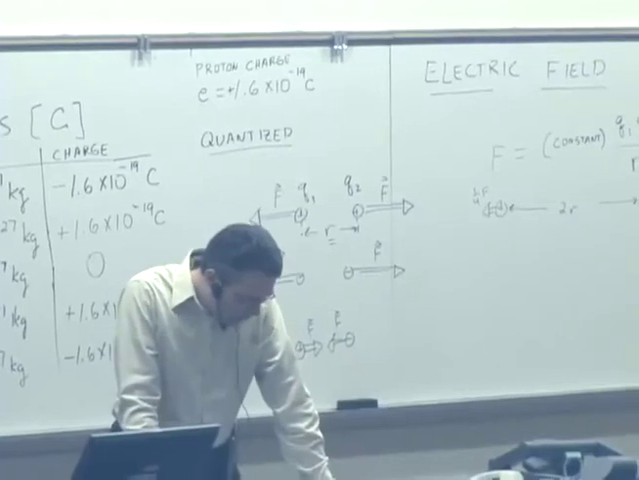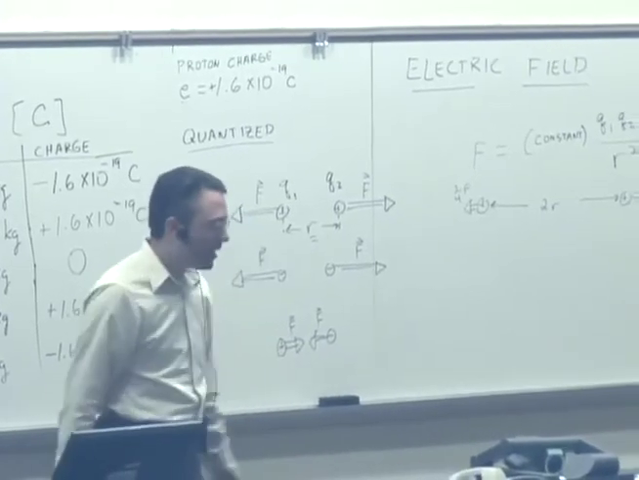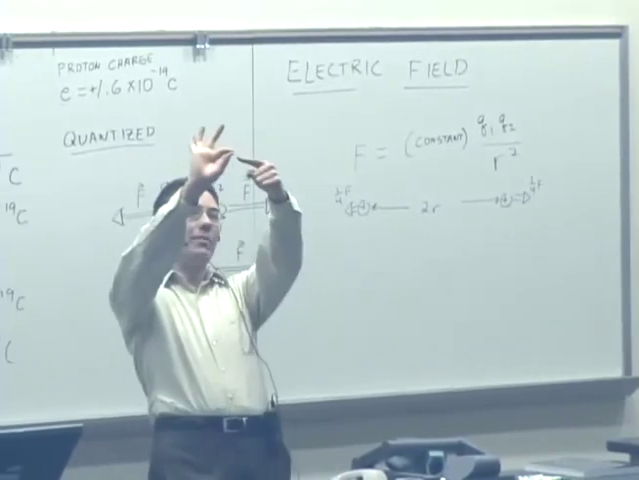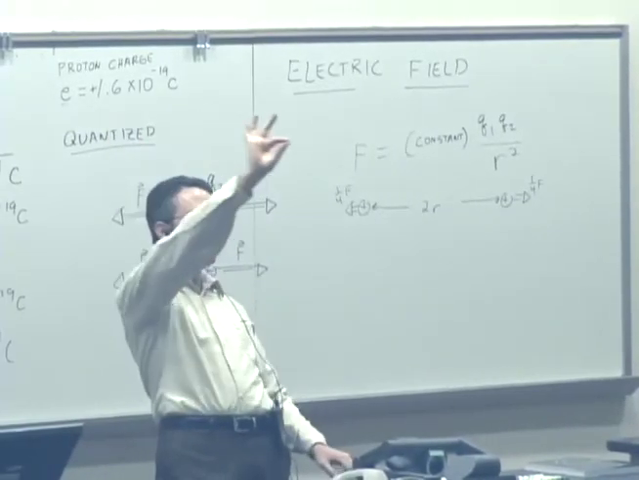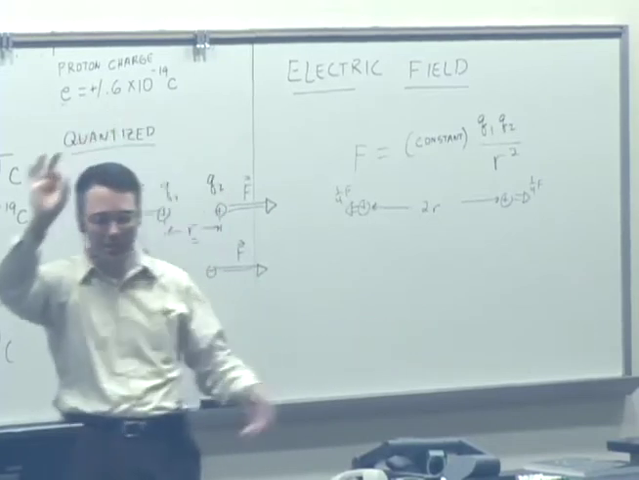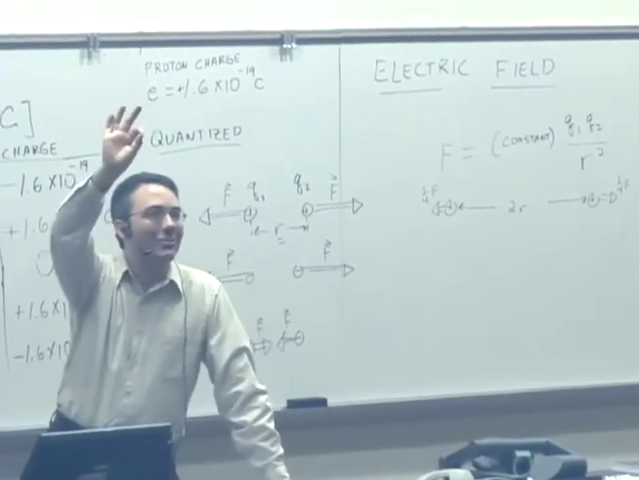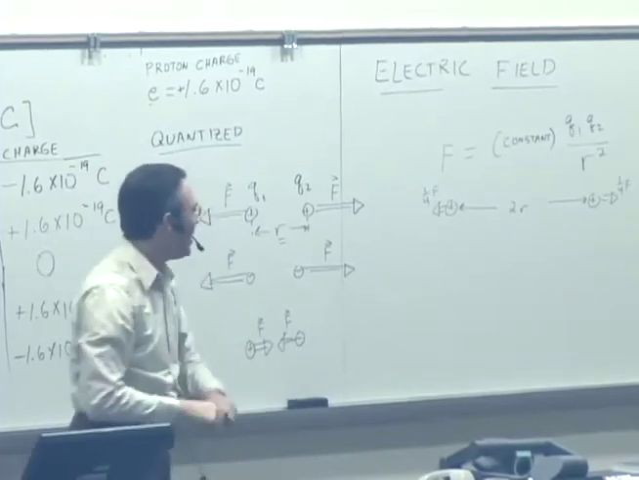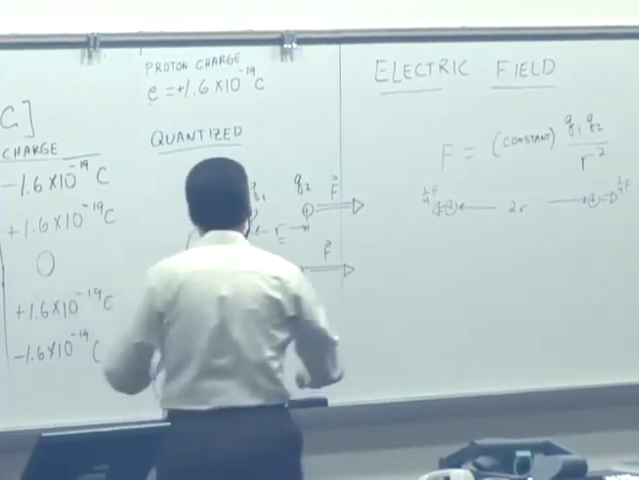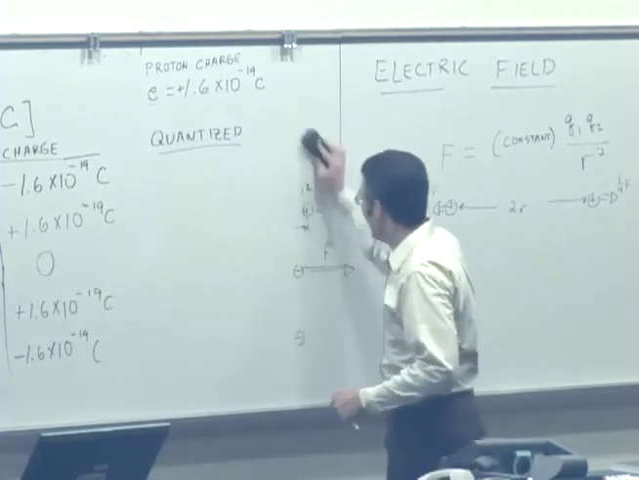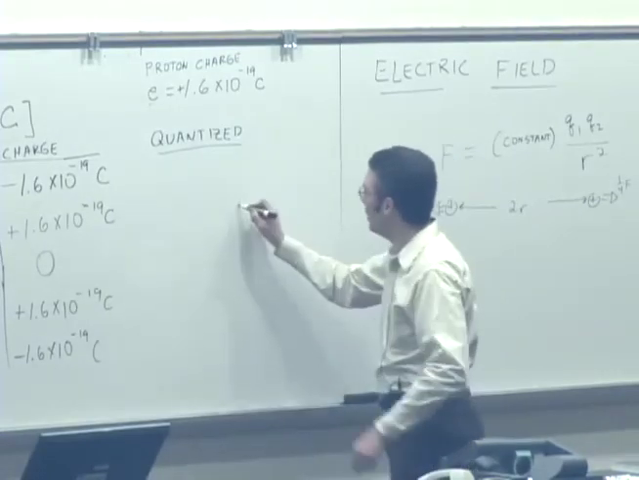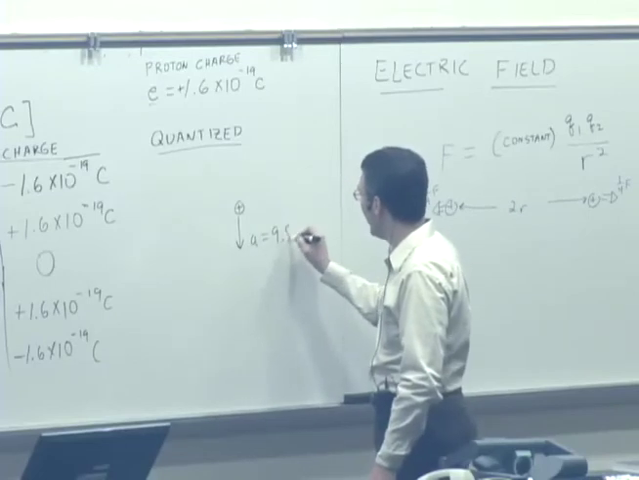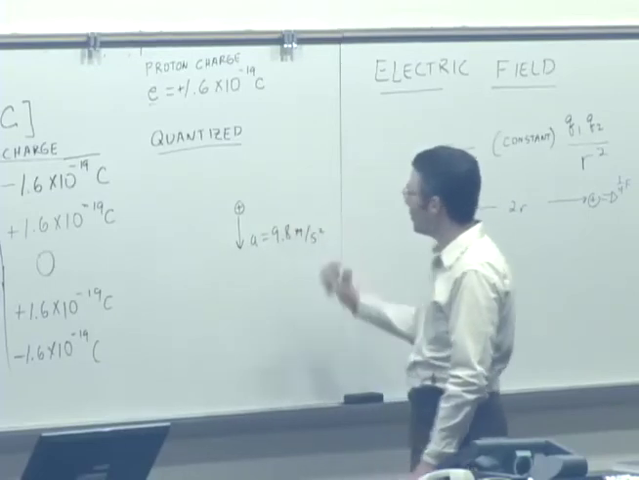So what I want to do now is do a little thought experiment. Let's pretend that I have a proton. So here's the proton. Everybody can see the proton, right? It's in between my thumb and forefinger. Okay. Proton's here. I let go of the proton, and I see the proton start to accelerate. And the proton accelerates downward, and the acceleration is 9.8 meters per second squared.